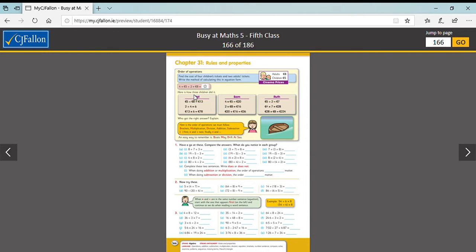Now, the first example shows a little problem and how 3 different children did it. Find the cost of 4 children's tickets and 2 adults' tickets. Write the method of calculating this in equation form. Adults were €8, children were €5. So what Pat decided to do was add the price of the tickets together, got 13, added how many people, and he got 6, and then he did 13 sixes.